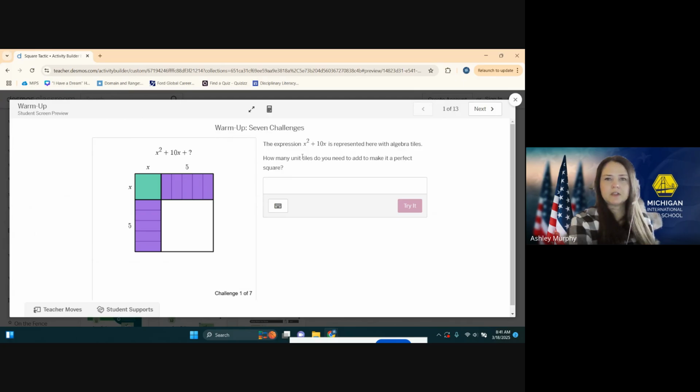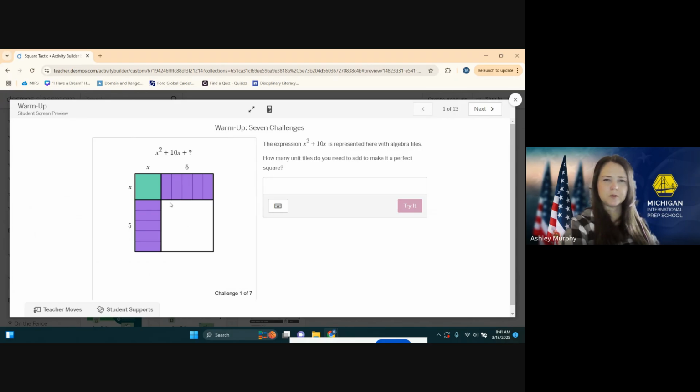We have an expression x squared plus 10x, represented here with algebra tiles in the picture. How many unit tiles do you need to add to make it a perfect square? You can see the perfect square would include this white space here, and we're trying to figure out the area of this white square.